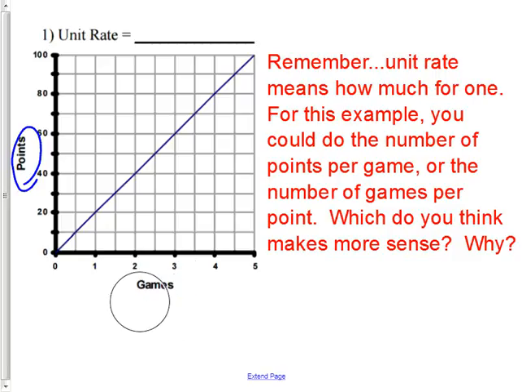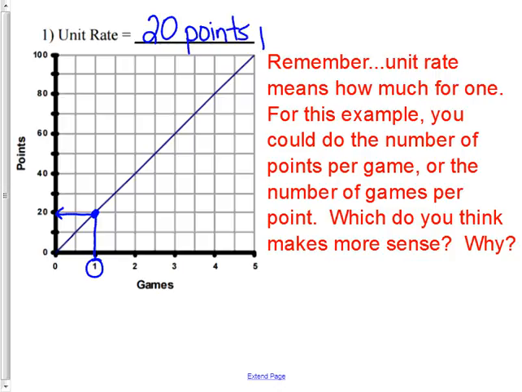So now let's take a look at that. If we want to know the number of points per game, one way we could find it, and really the easiest way, is by finding one game, because remember unit rate means how much for one. And if we go up to the line, right here's a point that's on the line for one game, and then come across to the y-axis, and we see that one game and 20 points are an ordered pair. So what that means is that our unit rate is 20 points per game.